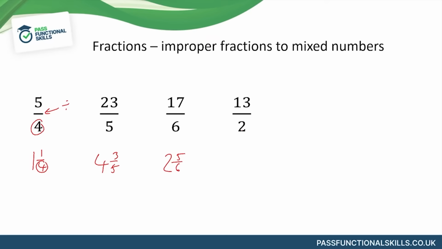13 over 2. 13 divided by 2. How many 2s go into 13? 2 goes into 13 6 times with a remainder of 1, so that is 6 and 1/2. So again, you can see that these denominators are the same throughout.